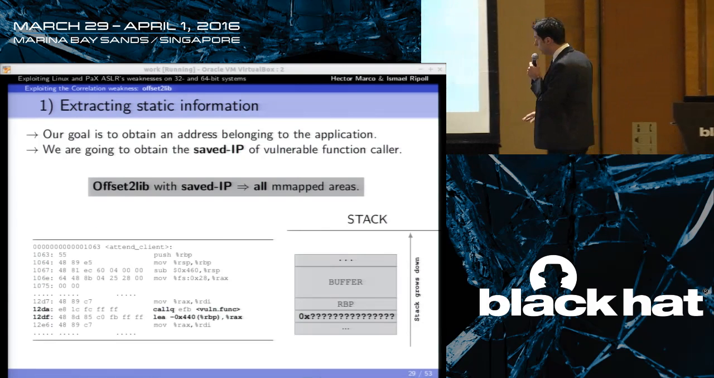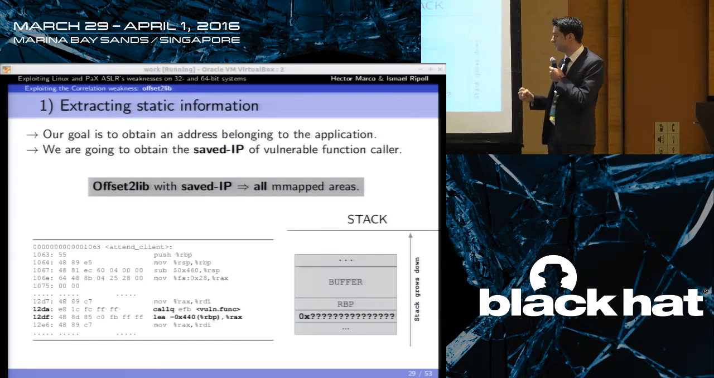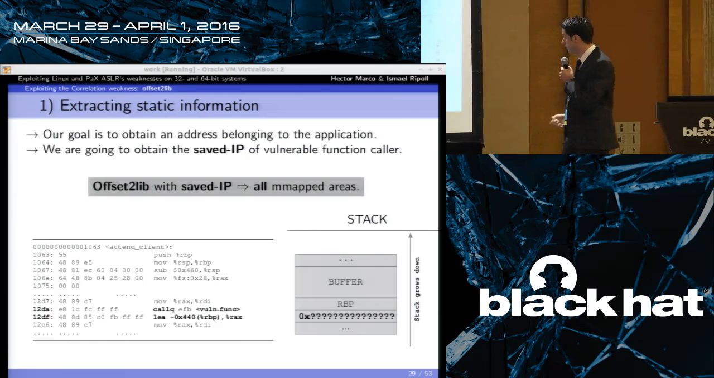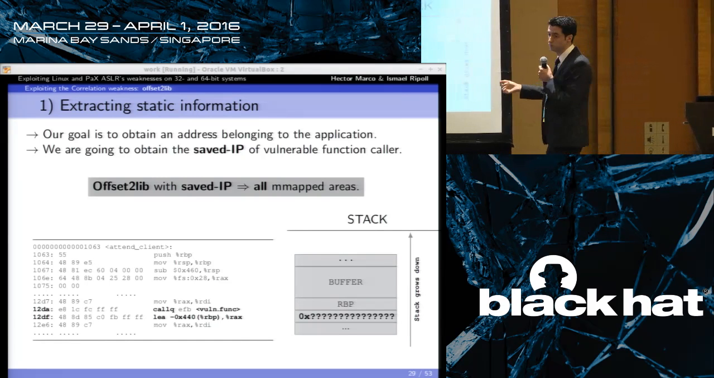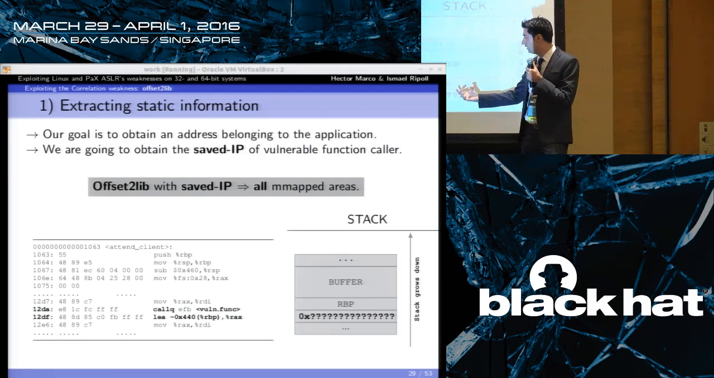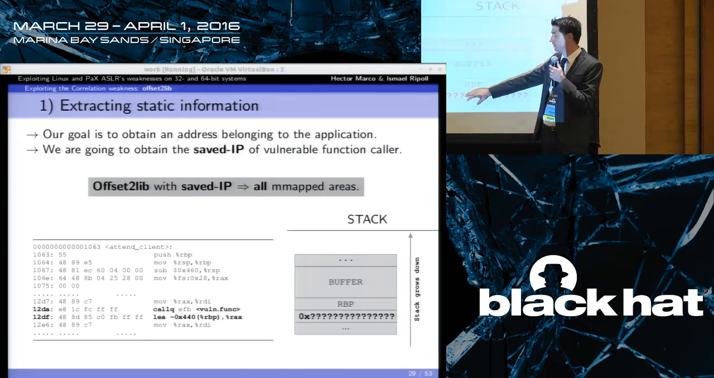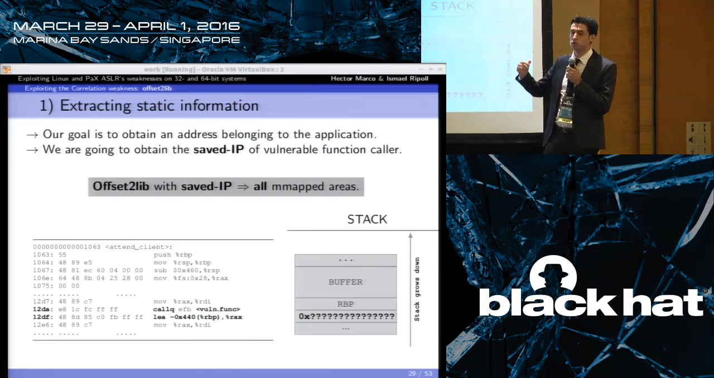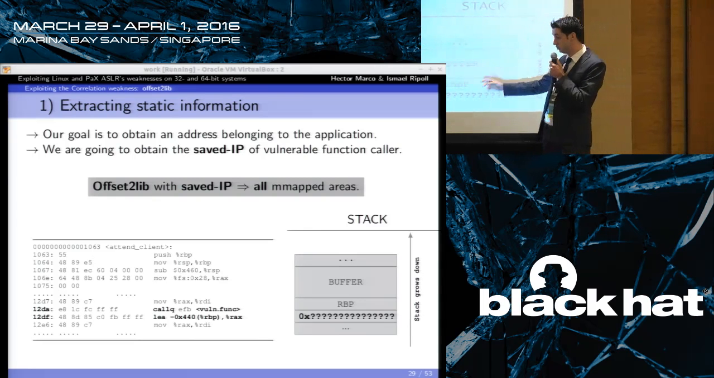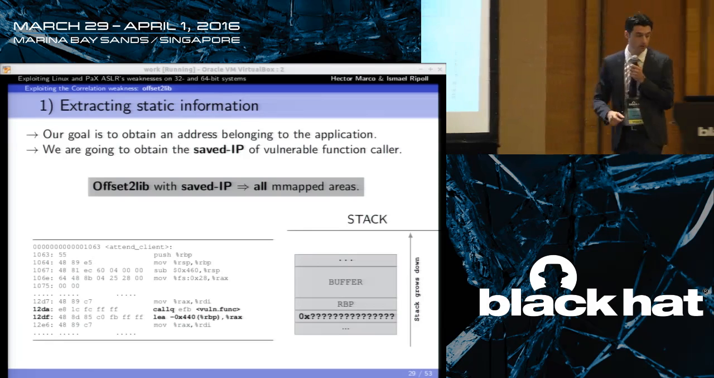So in the end, we need to obtain an address belonging to the application, as I said before. So in this example, I'm going to exploit a stack buffer overflow, and then perform a brute force to obtain the address in the stack, in order to use this address to calculate the offset where the libraries are mapped in memory. Okay, I will show you in a moment.